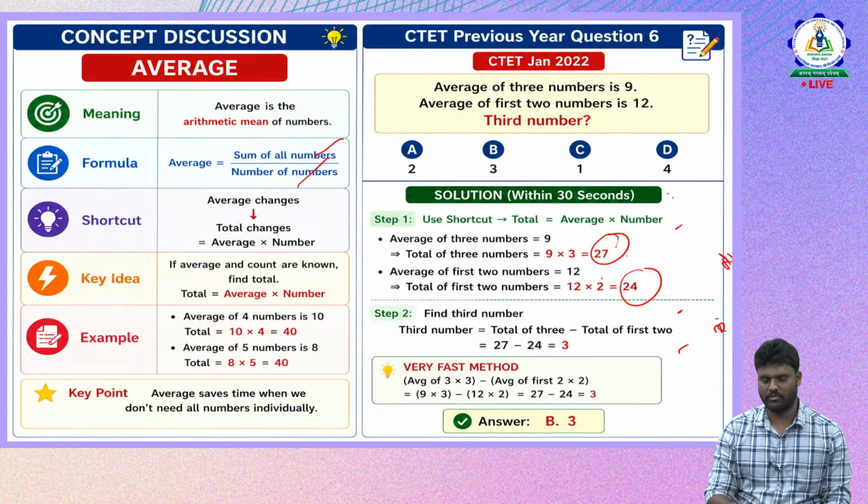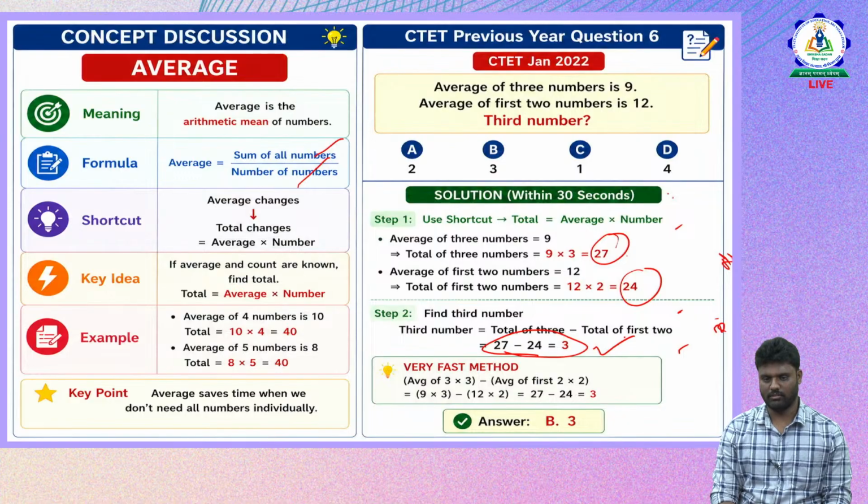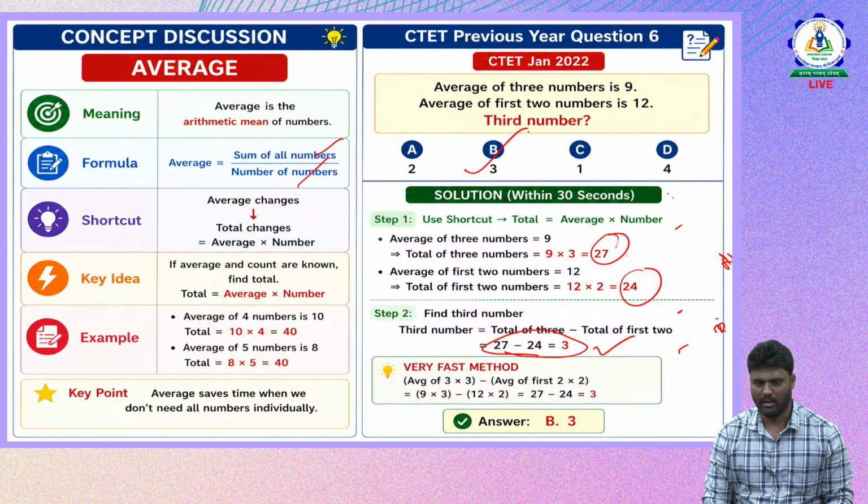Now we need to identify the third number. The total of three is 27, and the total of the first two numbers is 24. When you subtract 24 from 27, we get 3. So the third number is 3, and option B is the correct one.